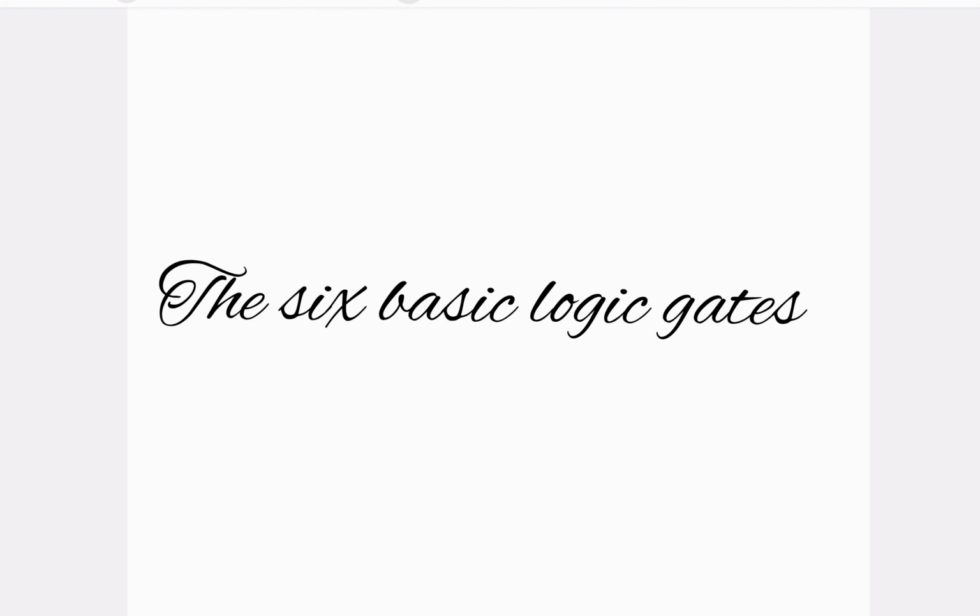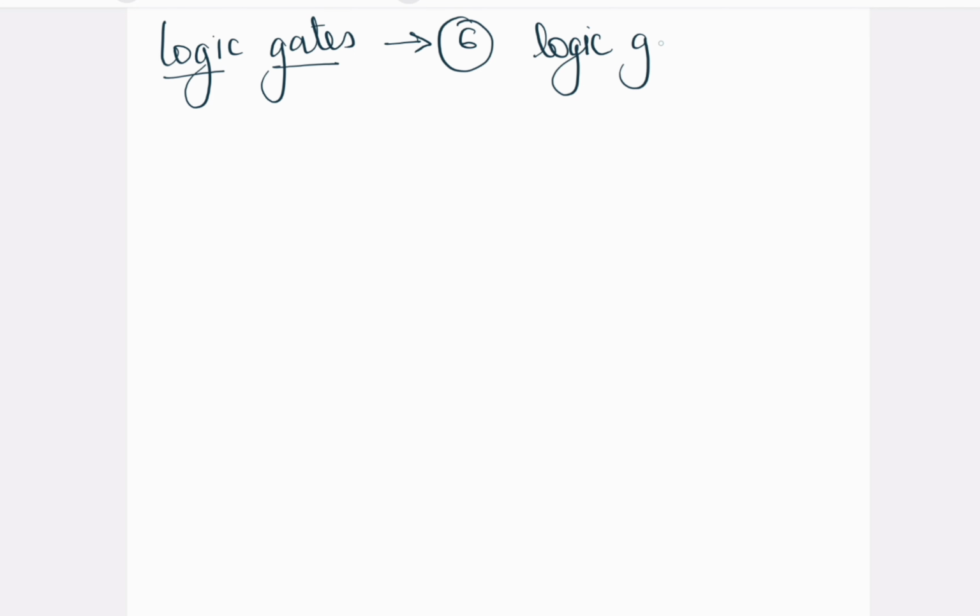Okay, now let's continue and look into the logic gates, and then we are going to see how we are going to express these logic gates using the logic expression. So let me start. First, we are going to look into the logic gates. There are 6 basic logic gates which we are going to use to create logic circuits. So what are these 6 logic gates?